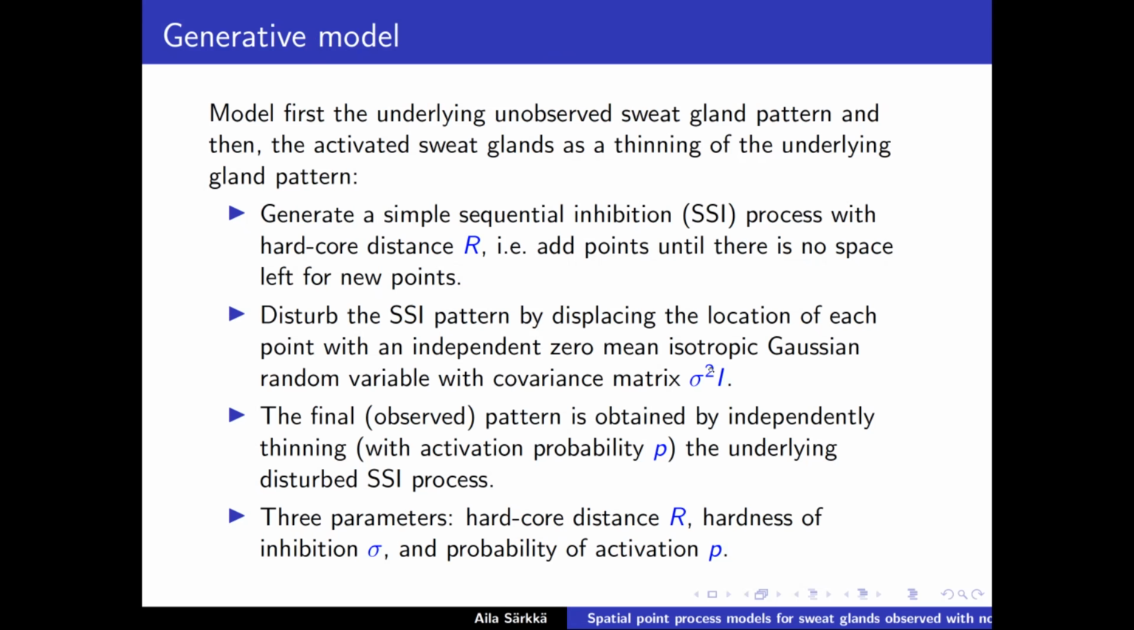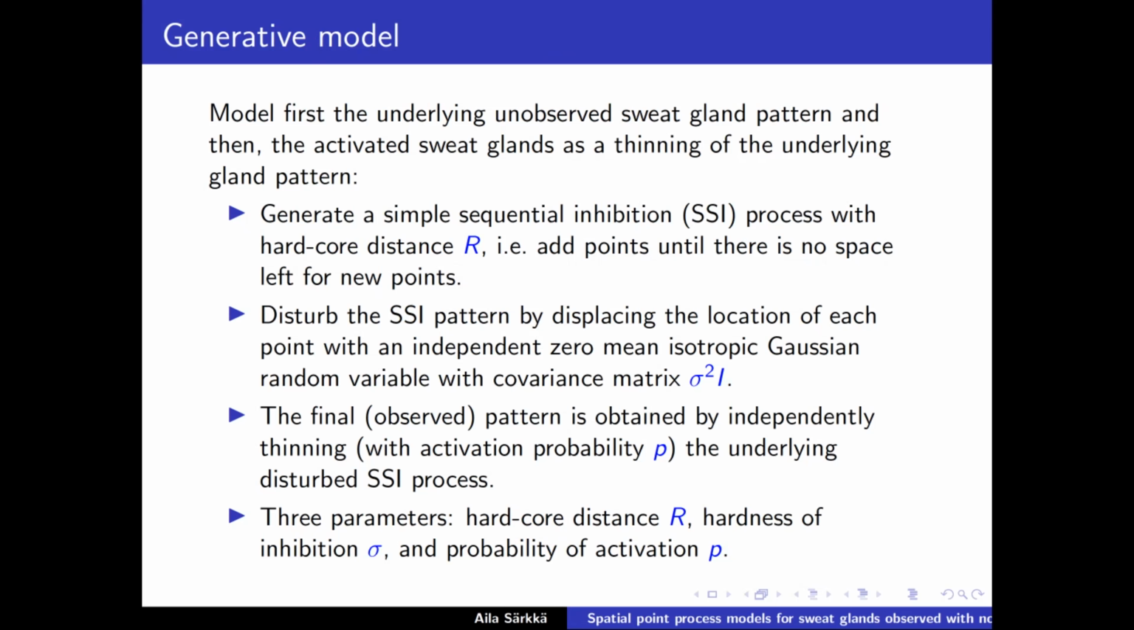Now in this model, we have three parameters. We have the hardcore distance of the original hardcore model. Then we have the variance of the Gaussian noise that we add to the locations to get the soft core. And then we have the activation probability. The problem is that this model becomes so complicated that, at least we weren't able to, write down the density function and the likelihood. So we can't use the maximum likelihood method anymore to estimate these.